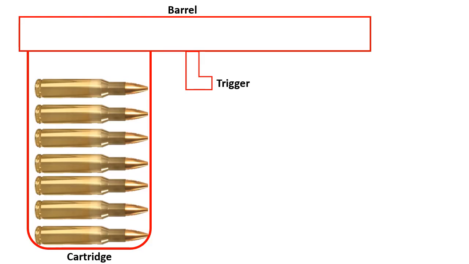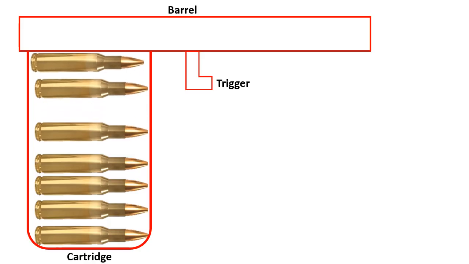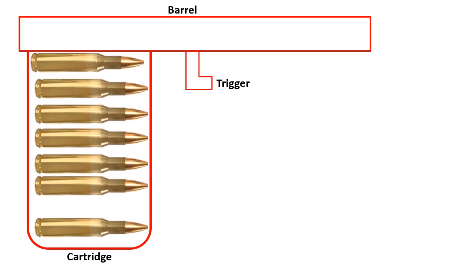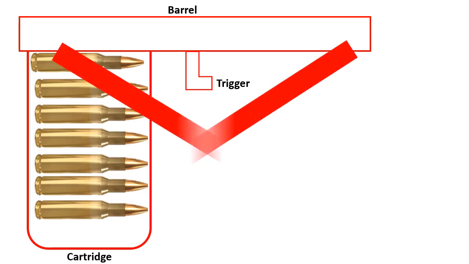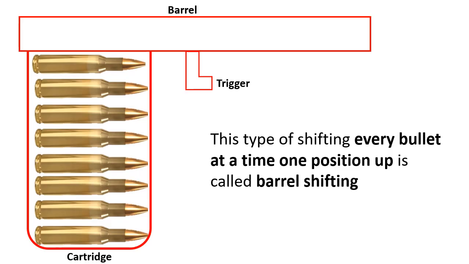And how exactly does it happen? It never happens like every bullet moves upward one by one. It doesn't work in that way. How exactly it works? When a bullet is transferred, all the remaining bullets get shifted upward to fill the vacant place. So I'll show it once again.